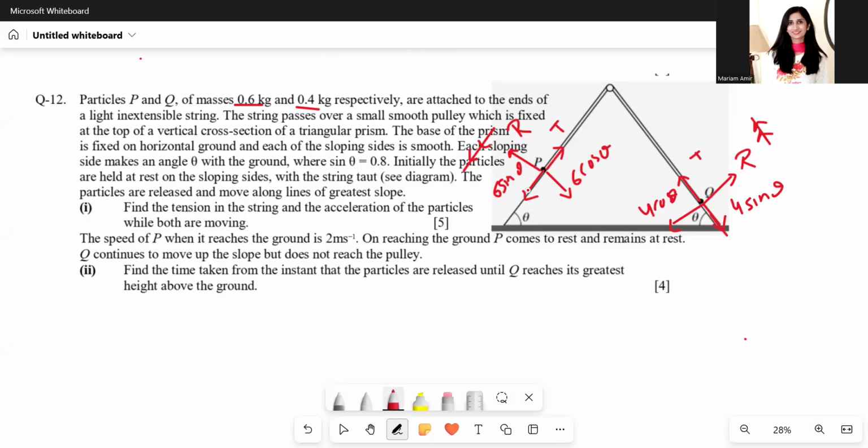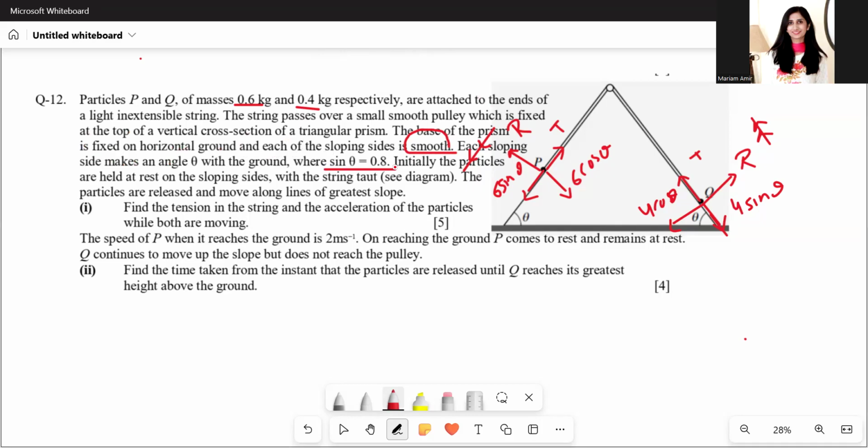The string passes over a smooth pulley, which is fixed at the top of a vertical cross section of a triangular prism. The base of the prism is fixed on a horizontal ground, and each of the sloping edges is smooth. Okay, they've mentioned smooth, so no friction. Each sloping side makes an angle theta with the ground, and sine theta is given 0.8. Okay, initially the particles are held at rest on the sloping edges with the string taut. The particles are released and move along the line of greatest slope. Find the tension in the string and the acceleration of the particles while both are moving.